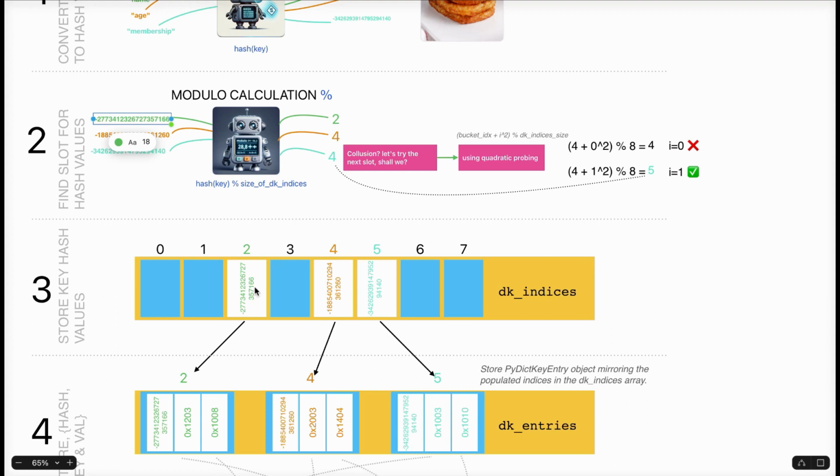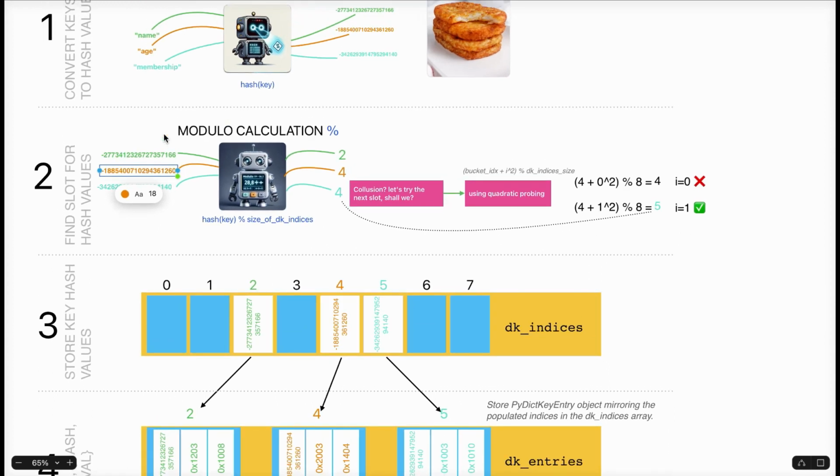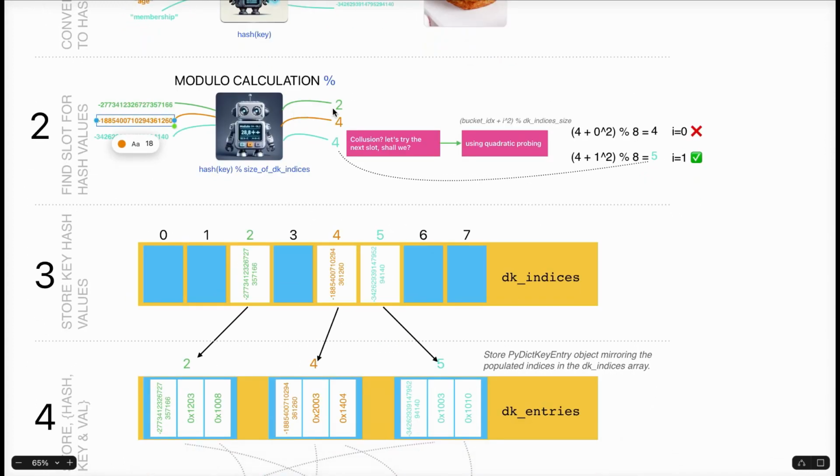That is fine because the index number 2 happens to be empty, so we put our value there, which is our hash of the key. Second one, the orange one, which is our age, happens to produce a modulo of 4, which is empty. We put it here. And then the third one, which is our membership, also produces 4. Now here's the problem. We cannot put 2 values in the same slot or in the same index here.